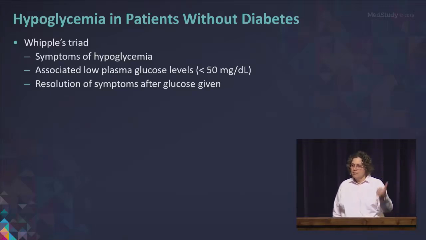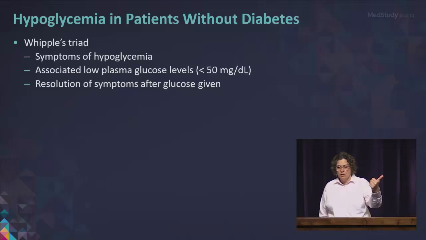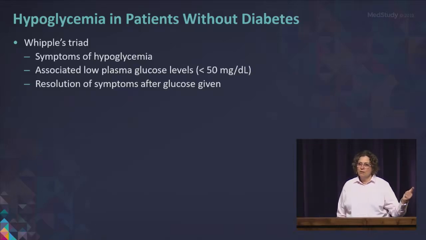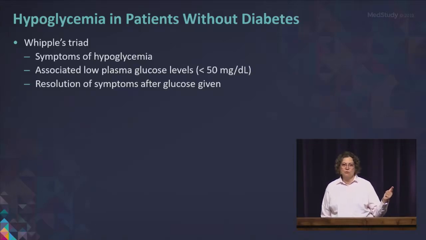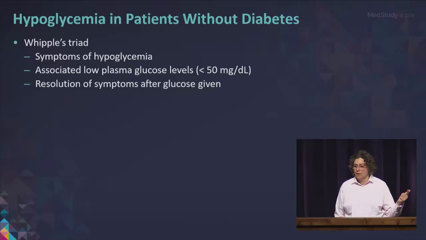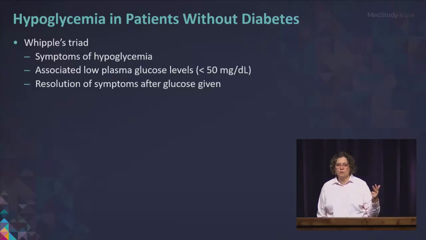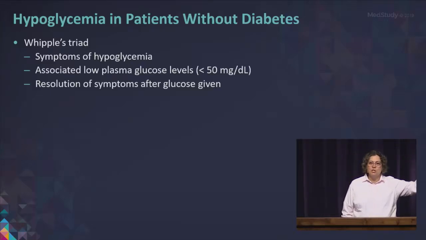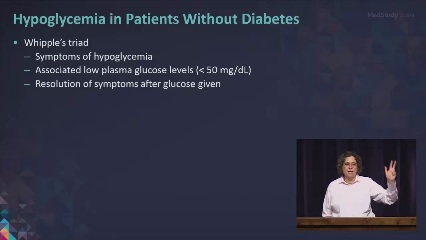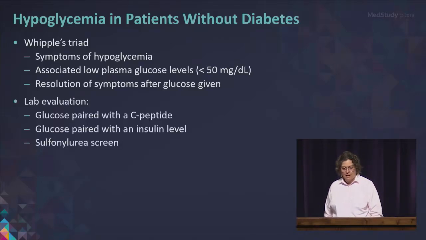Whipple's triad is symptoms of hypoglycemia, classic symptoms, shaky, sweaty, nervous, slurred speech, associated with a documented low sugar less than 50. And we choose 50 because in healthy people, you can live in the 50s and 60s. That is fine. And resolution after glucose. So you have to give me symptoms, a sugar, and show me resolution. Then we have satisfied Whipple's triad. Now I'm interested. Now we're going to talk about what is to be done next.